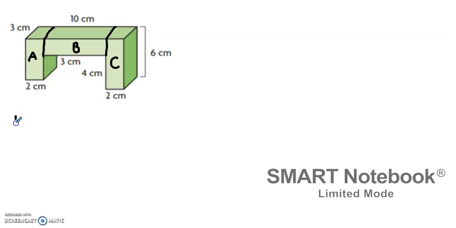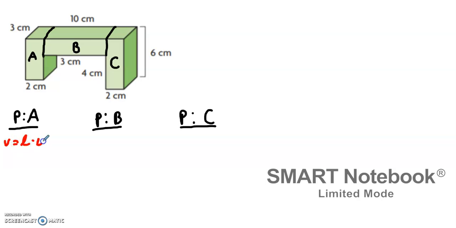So I'm going to write prism A. Leave some space. I'm going to do prism B. And then leave some space so that I can write for prism C. This way, I'm also not forgetting anything that I have. So again, I just write the formula, V equals L times W times H. I don't know what the volume is, so I keep the V.